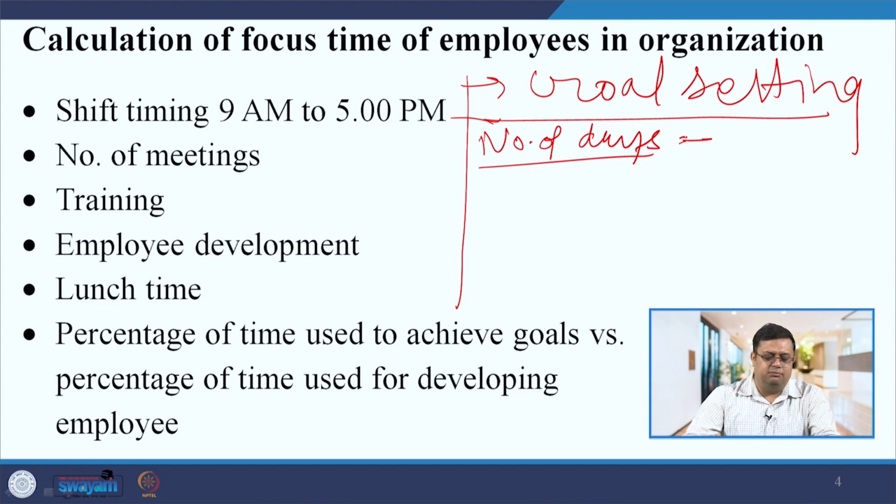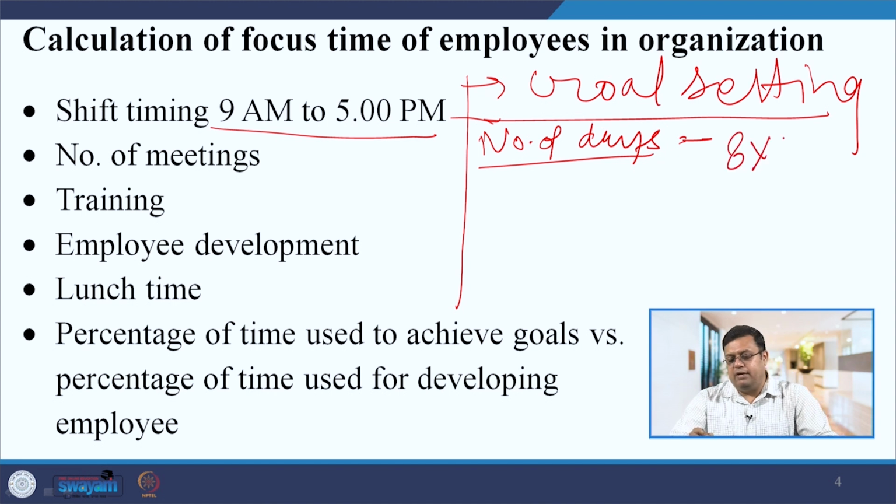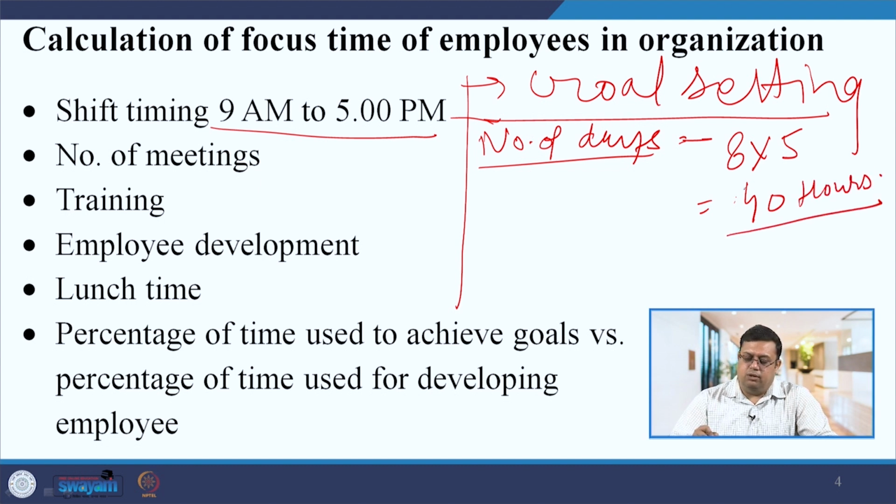So, for example, I am taking the shift timing as 9 a.m. to 5 p.m. How many hours are there? 9 to 12 is 3, and 12 to 5 is 5. So, 5 plus 3, 8 hours per day one person is working. If you are working 5 days, then how many hours would it be? It would be 40 hours, right. So, it is 40 hours in a week. In a week one person can work 40 hours.